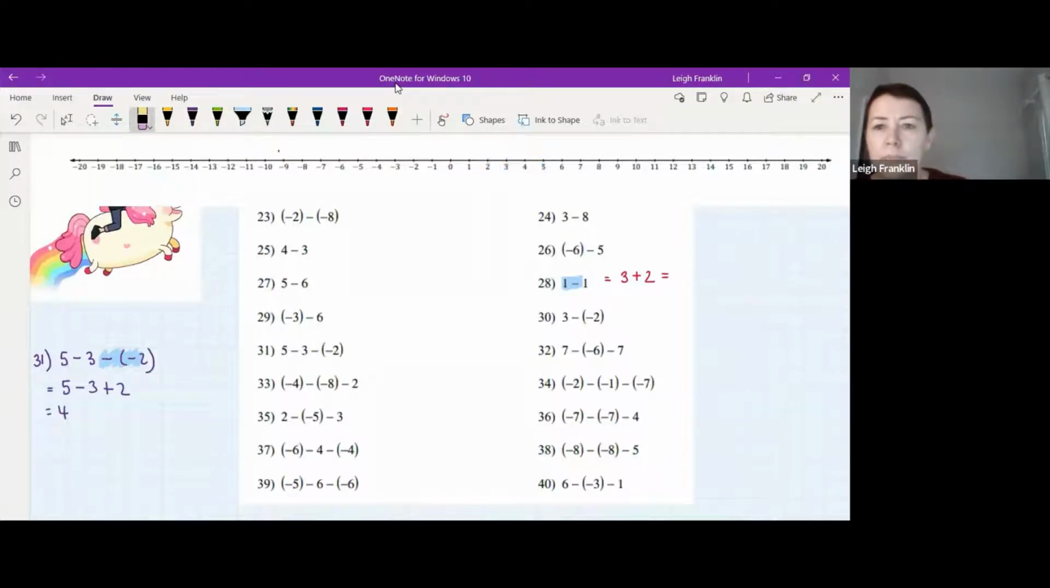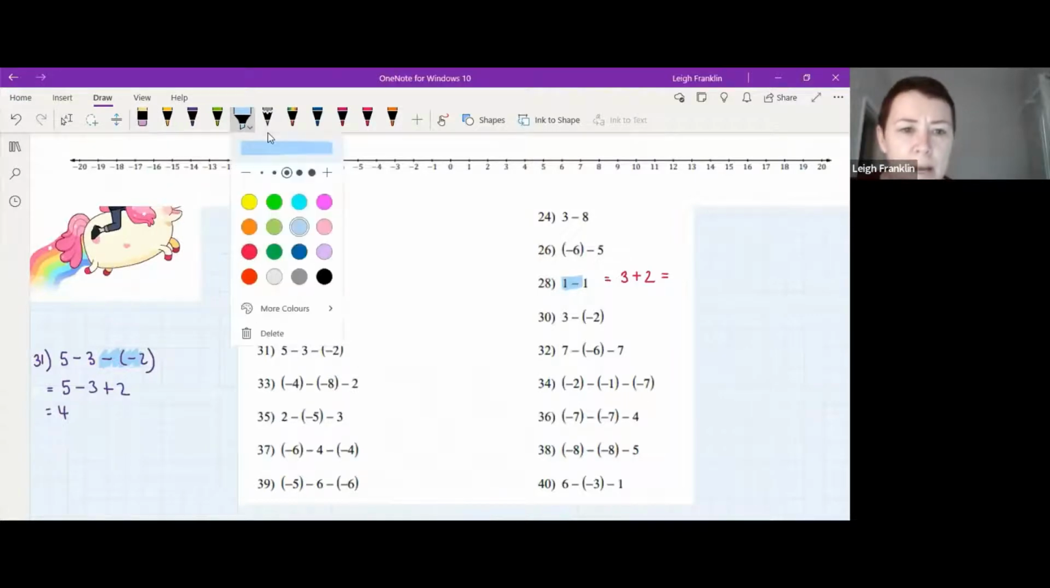Ma'am, please help me with 26. Sure, with pleasure. Okay, so number 26. Remember, the first number is where you are starting on the number line.